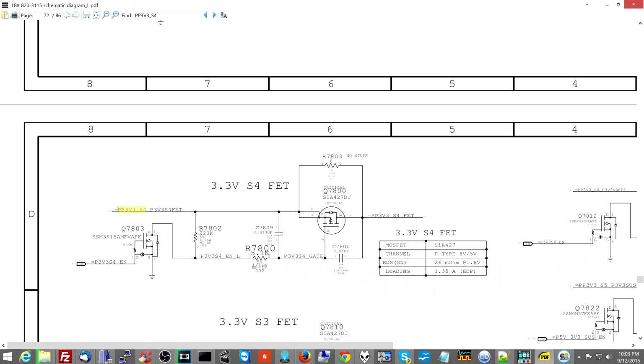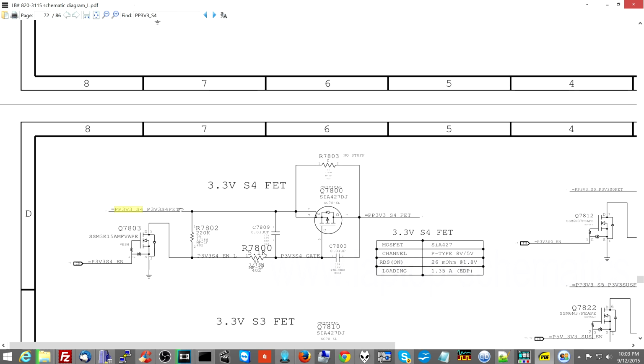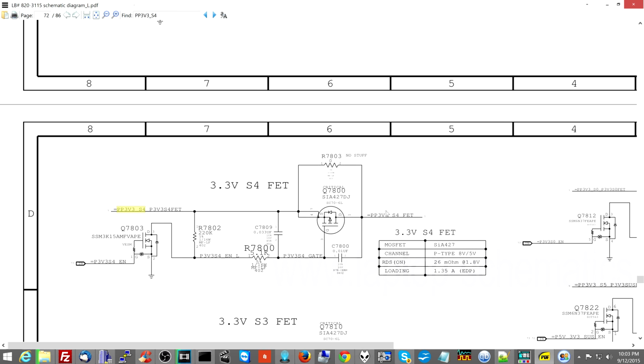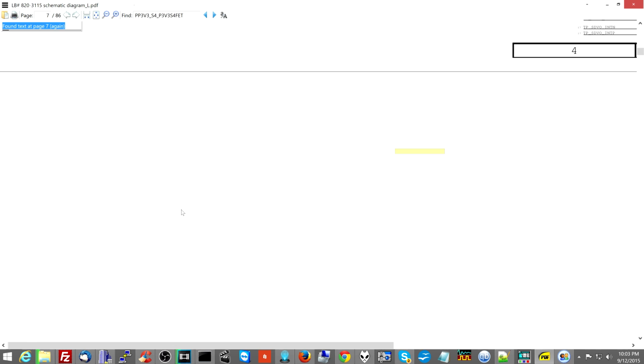All right, so over here by Q7800, PP3v3S4 FET, which is really PP3v3S3, is going to get turned into PP3v3S4 underscore FET. So how do I know that this is really PP3v3S3? Because people are going to wonder, well, where is he coming up with this? He already knows that. He's the professor. He knows, I'm never going to learn this.